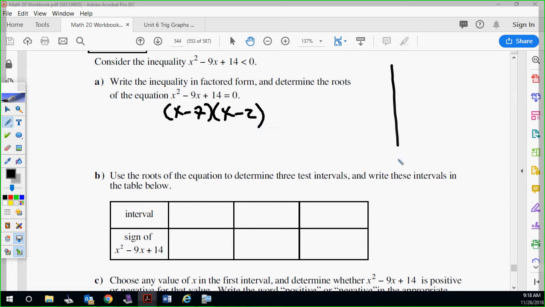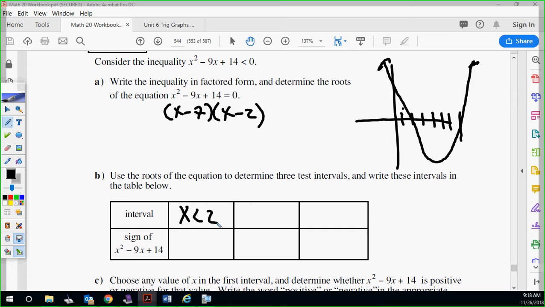Let me show you real quick what it means. I know it's a little confusing. Yep, you have it there, Lucas. Lucas said x less than 2. That's one piece. Good. Then x greater than 7. Those are the outside pieces you guys got. And then we want the in between the two, so x greater than 2 and x less than 7.